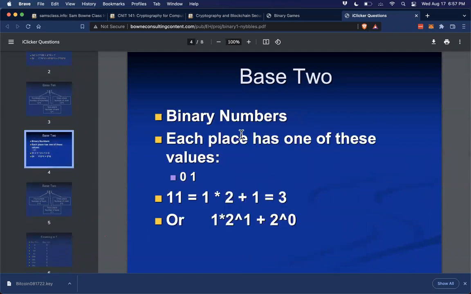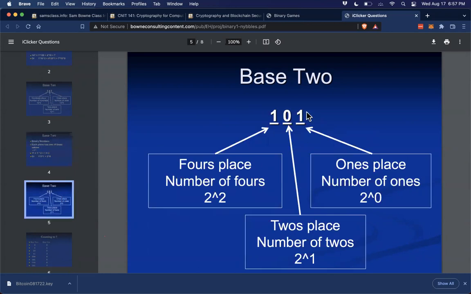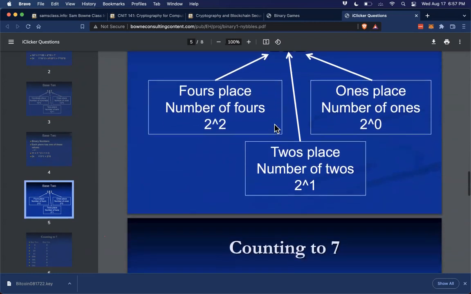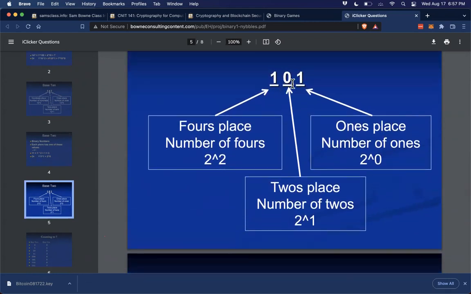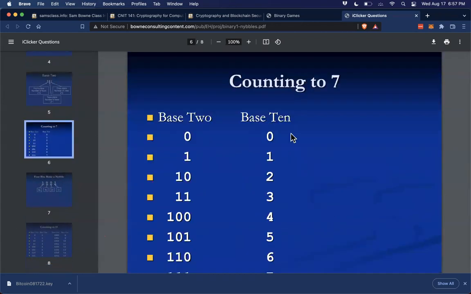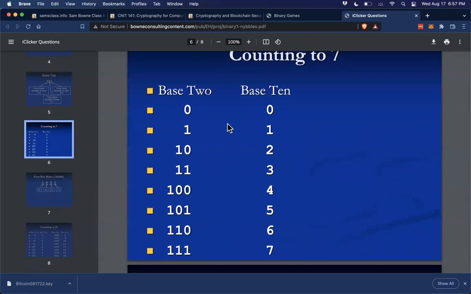Now in binary, you only have 0 and 1, nothing else. So 1, 1 means 1 times 2 plus 1 times 1 for 3. There's 1 times 2 to the 1 plus 1 times 2 to the 0. So you got 1s, 2s, and 4s in a 3-digit number in binary. So this number is 5, a 4, no 2s, and 1. And so you can count to 7 with 3 bits. This is 1, 0 is 2, 1, 1 is 3, 100 is 4, and 1, 1, 1 is 7. It's 4 plus 2 plus 1.